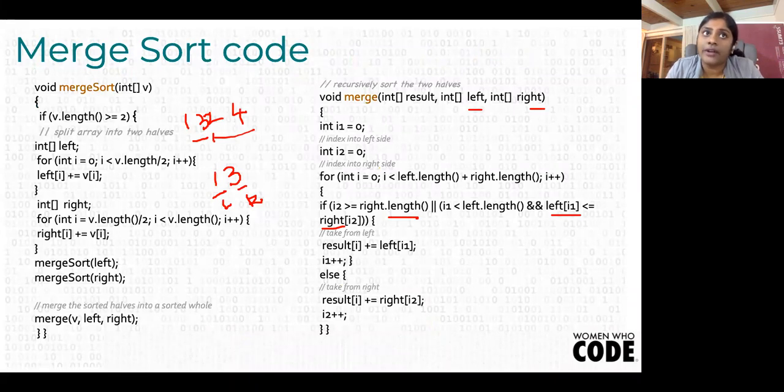Otherwise, you add it from the right array. And every time you add, you increment the pointer to compare the next element. That's about merge sort.